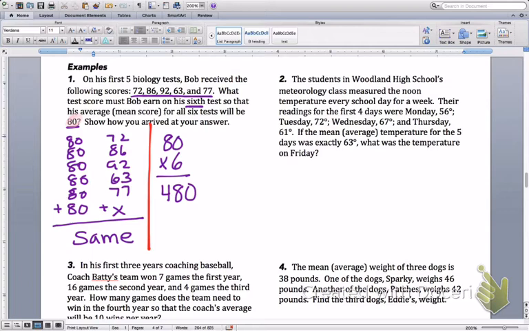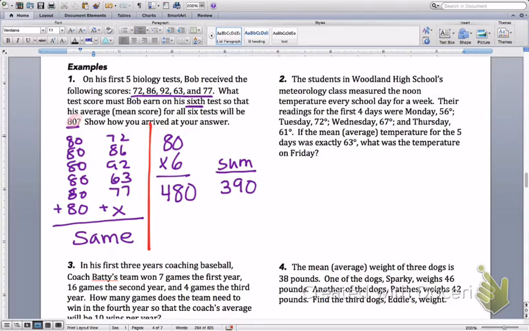Now on the right side, we have what Bob has gotten, 72 plus 86. So we're going to find that sum on the right. So his sum, I'm just going to write the word sum. I'm not going to write 72 plus 86. His sum for the tests that he has taken is 390. That comes from the 72 plus 86 plus 92 plus 63 and so on.